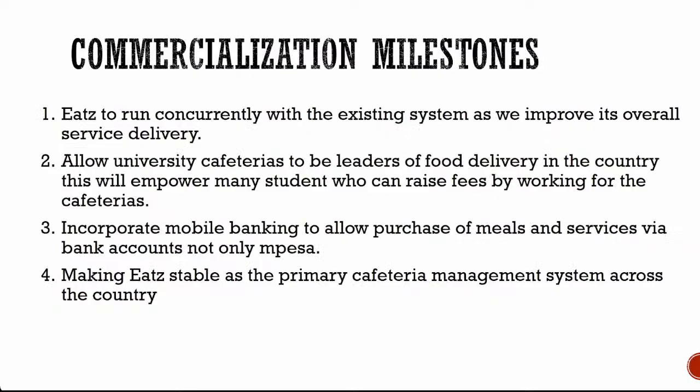Commercialization milestones: we hope, since it has been designed to run concurrently with any system, it will start there. Then later, universities can become leaders in food delivery in the country, because universities are many. Also technical institutes, there are many. You can also incorporate mobile banking, where people can pay by, let's say, their Equity account, all these different accounts. And finally, we hope to make it the primary cafeteria management system across the country, because it outdoes the current systems by far. So, the risk and mitigation measures.